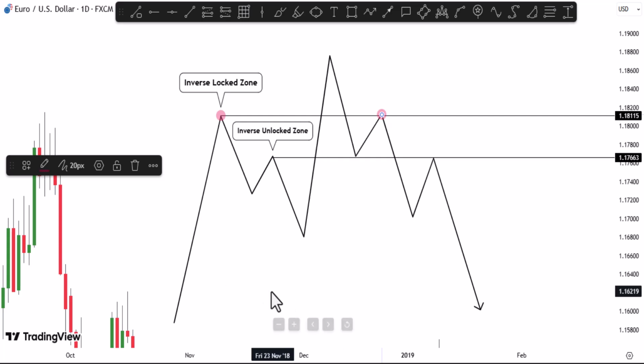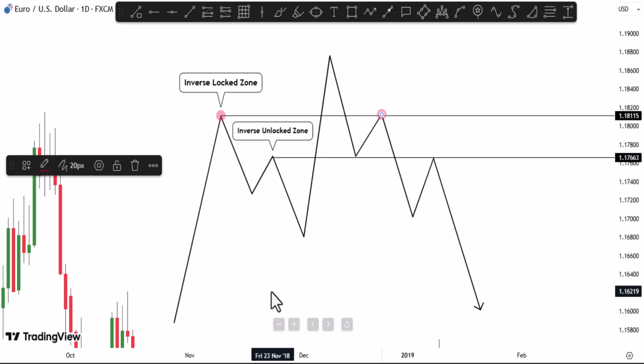This is a common tactic used by smart money to trap retail traders. Many traders enter positions too early, thinking the level will hold, but then price reverses and stops them out. By waiting for confirmation of an inverse unlock move, traders can avoid getting caught in these traps.